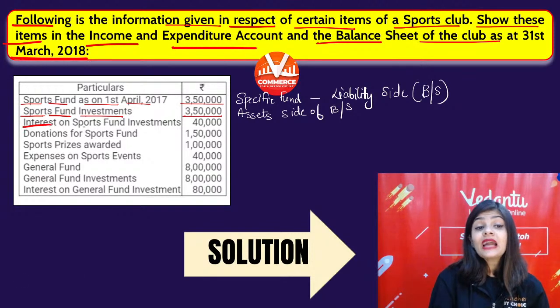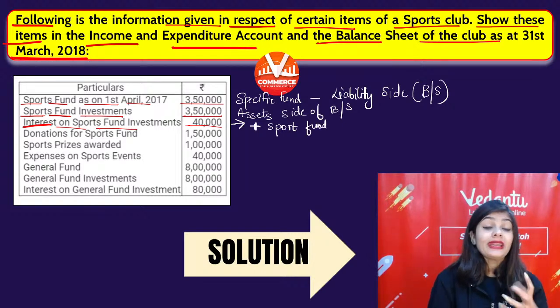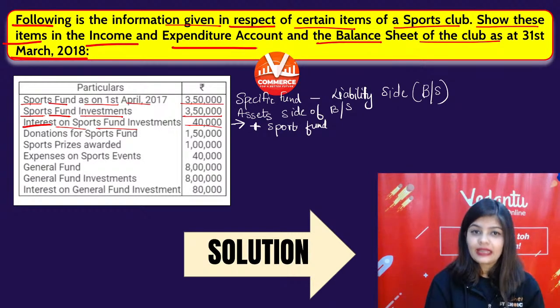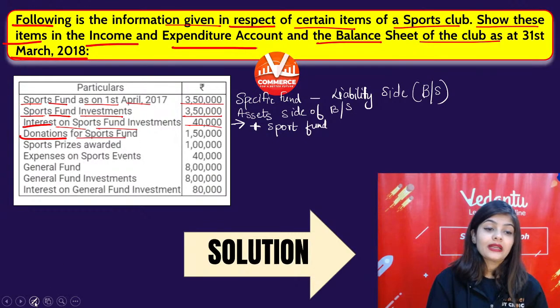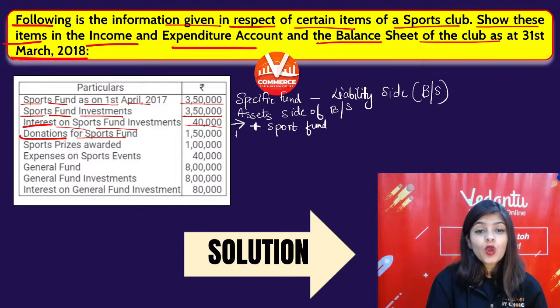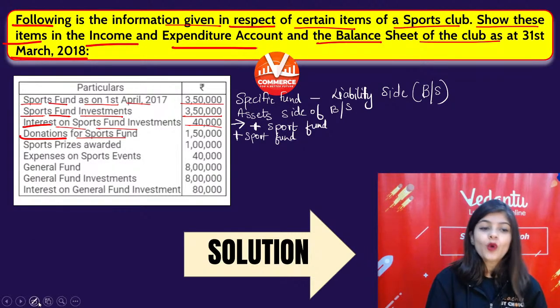Then interest on sports fund investment. Interest on sports fund investment you will add to the sports fund. Then donation for sports fund. Donation is also an income related to the fund. Therefore, you will also add this to the sports fund.